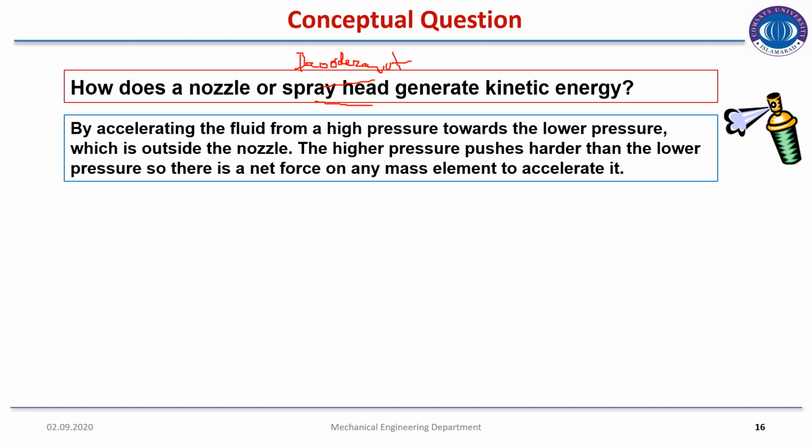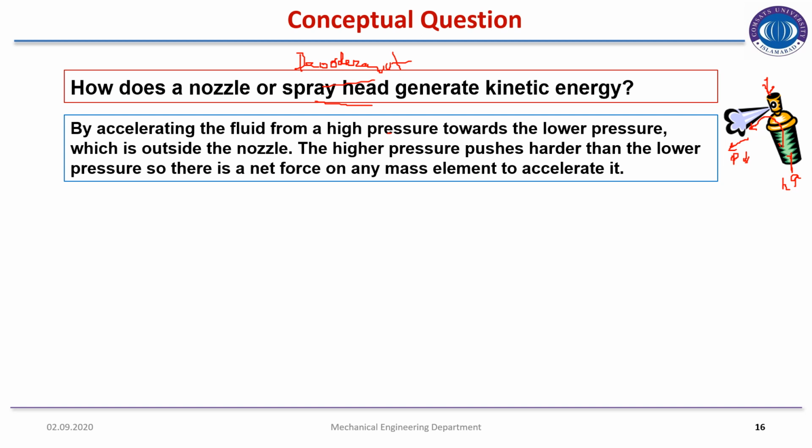So when you push that down, the high pressure fluid is exiting out. The fluid is accelerating from high pressure toward the low pressure. The pressure at the inlet of the can is high and atmospheric pressure is low. So the higher pressure pushes harder than the lower pressure.